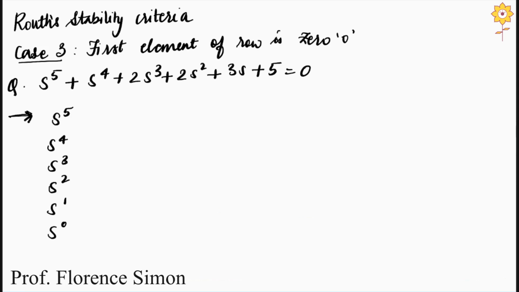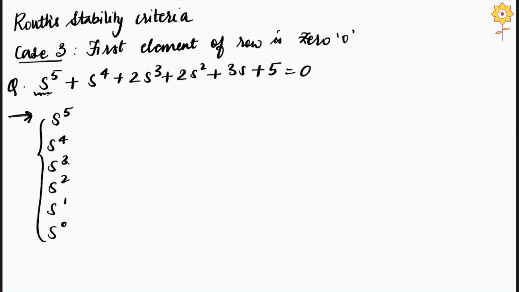First thing is we write all these S terms based on the characteristic equation given to us. Since the highest power associated with S is S raised to 5, we have started writing S raised to 5, S raised to 4, S raised to 3 and so on. Okay. So, the next step would be to fill in the first two rows using the characteristic equation that is given to us, right.